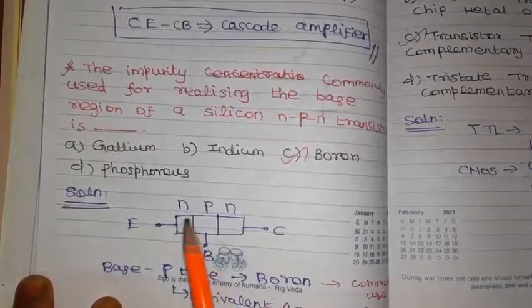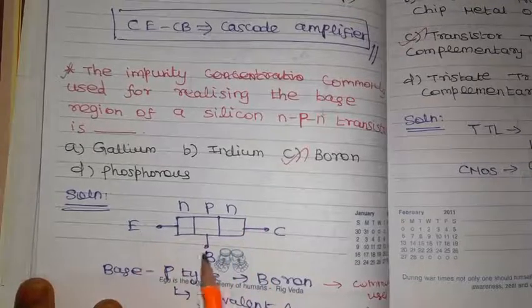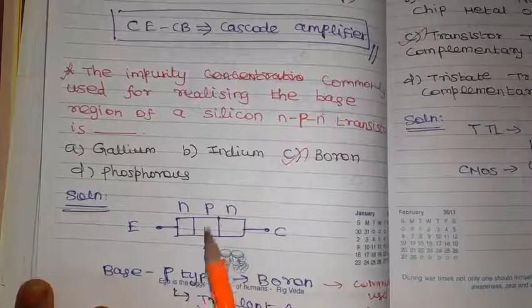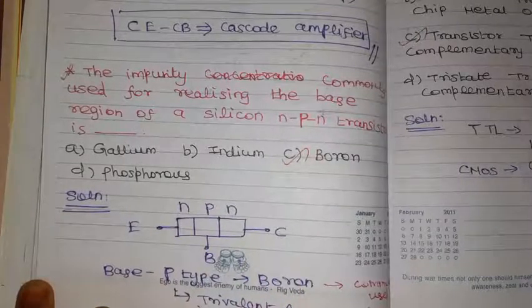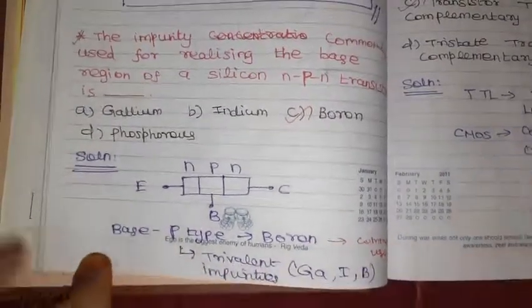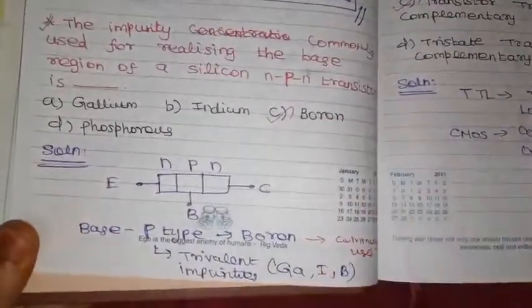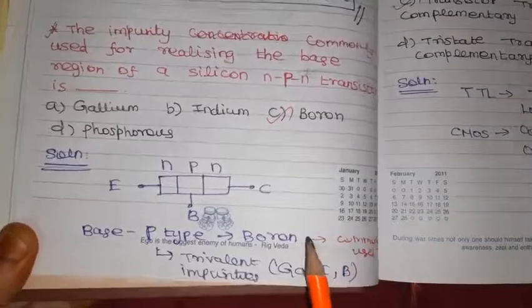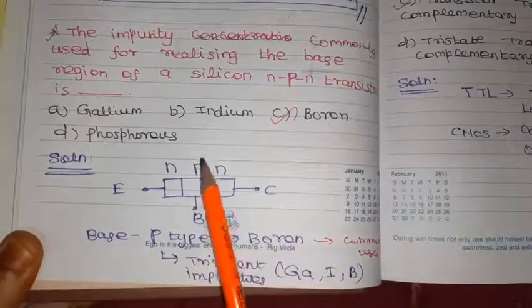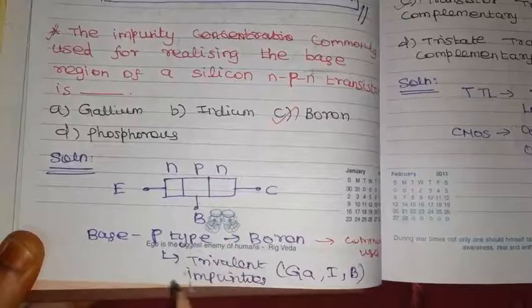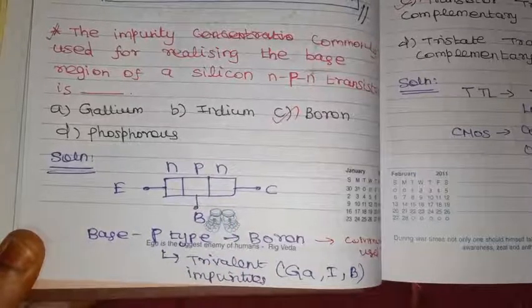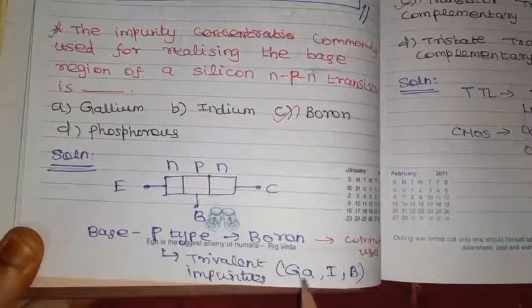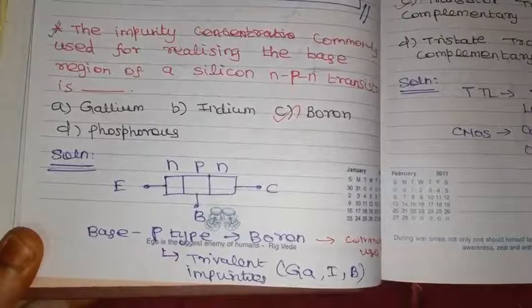So here it is NPN: emitter, base, collector. So the base is P type. Whenever it is P type, which impurity is used? We know 2 types of impurities, pentavalent and trivalent. Trivalent is used for P type, whereas pentavalent is used for N type. Here the base region is P type, and P type means trivalent impurities. What are the trivalent impurities? Gallium, indium, boron. In that, boron is commonly used.